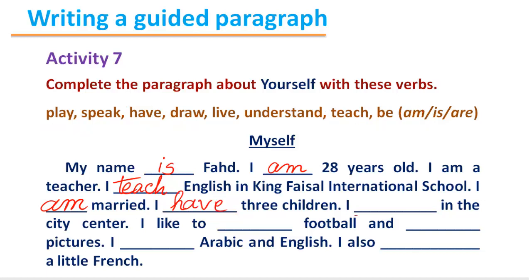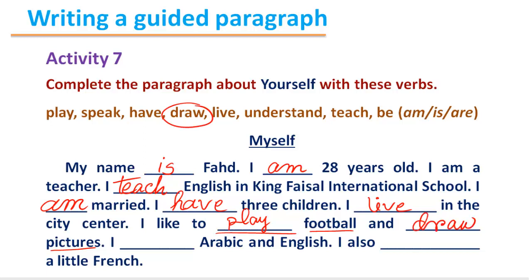The next sentence, I, there is a blank, in the city center. It usually says about the place you live in, or the place where you live. So the verb here is live. I live in the city center. The next sentence, I like to, blank, football and, blank, pictures. There are two blanks in this sentence. For the first one, we can write I like to play football and pictures. So the most suitable verb for the second is draw. I like to play football and draw pictures.